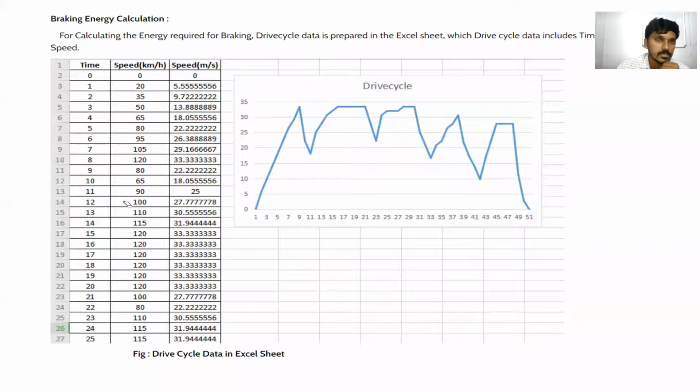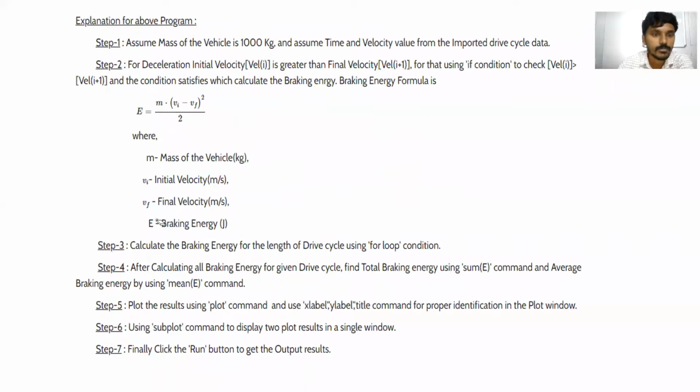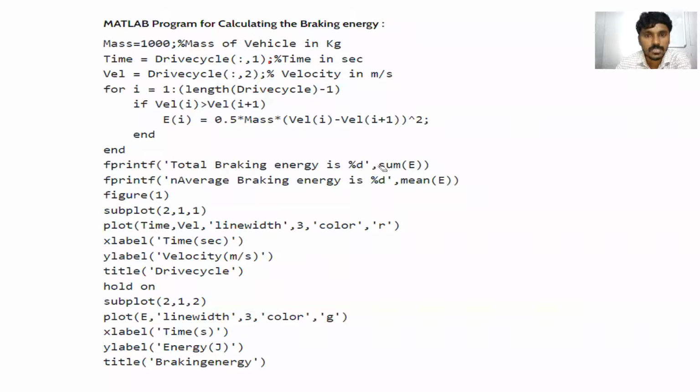So how much time we have taken, from 0 to 5 seconds, or from 0 to 10 seconds, or 0 to 25 seconds, like this. This is the length of the drive cycle. After calculating all the braking energy for the given drive cycle, find the total braking energy. Find the total braking energy using the sum of the E. Sum of the E energy, here we have written the formula in the programming.